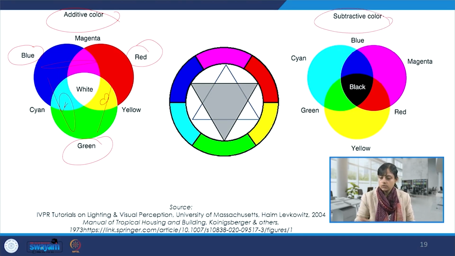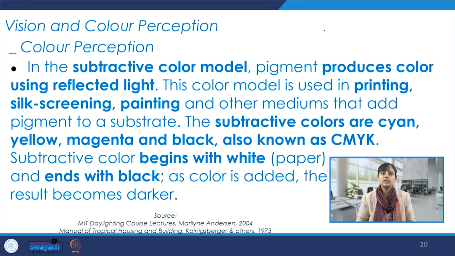Similarly, there are also the subtractive colors. In the subtractive color model, pigment produces color using reflected light. This color model is used in printing, silk screening, painting, and other mediums that add pigment to a substrate. The subtractive colors are cyan, yellow, magenta, and black, also known as CMYK. Subtractive color begins with white and ends with black. As color is added, the result becomes darker.